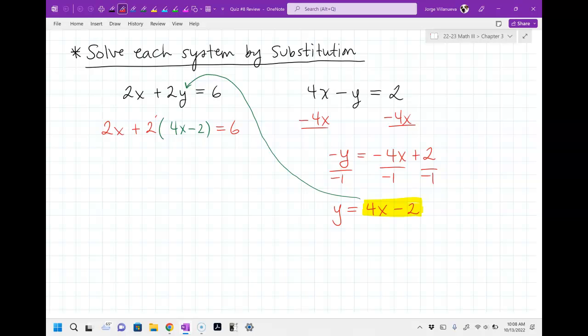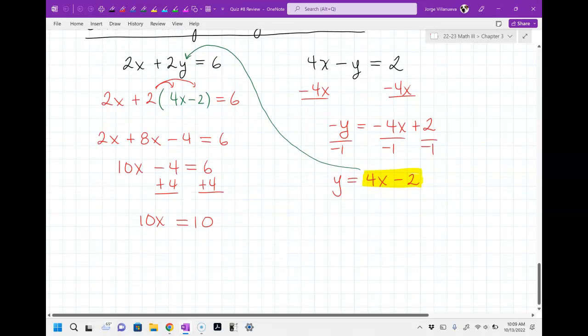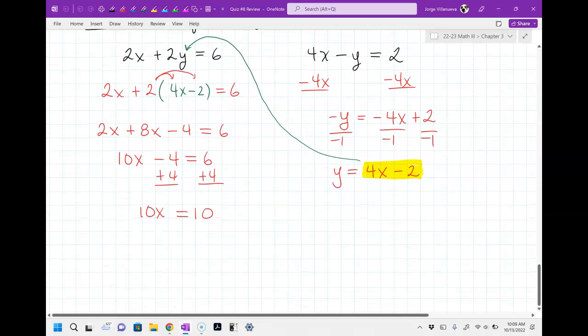Now distribute. So we get 2x plus 8x minus 4 equals 6. Now start simplifying. 2x plus 8x, that's 10x minus 4 equals 6. Let's move that negative 4 to the right side by adding. So that's 10x equals 10. And now divide everything by 10 and you'll have your x value.